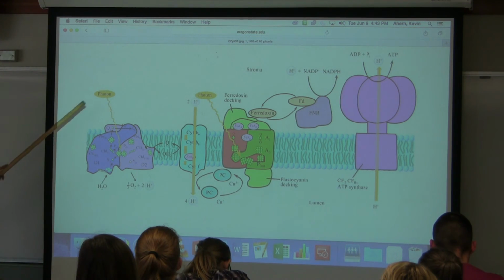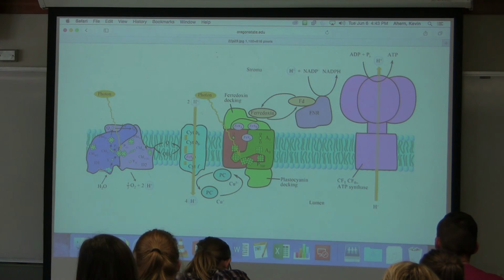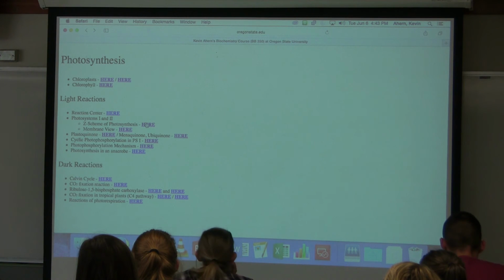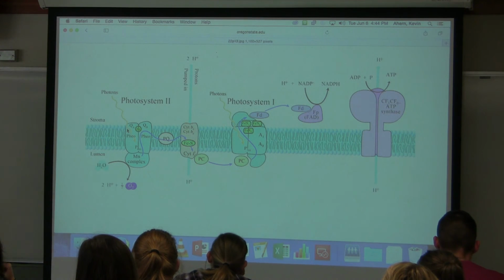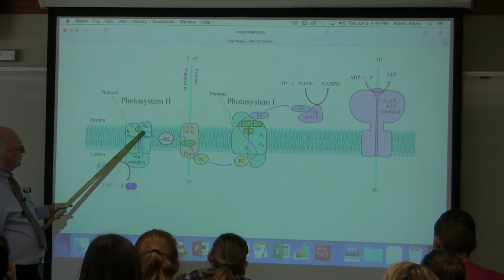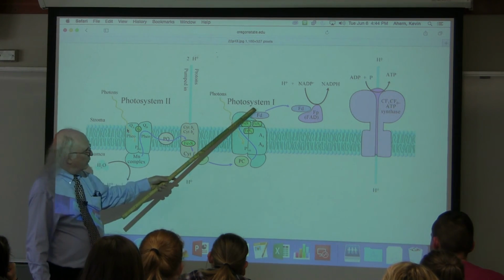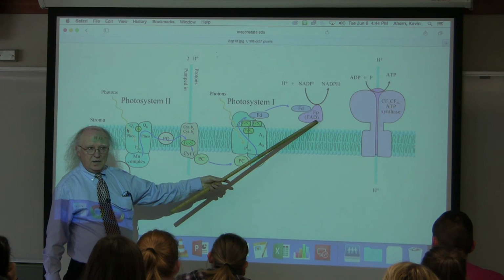Okay. So normally, let's go to the Z scheme. I'll show you the Z scheme better. In the Z scheme, we start at photosystem 2. We go through this proton pumping complex. We go to photosystem 1, and we go to ferredoxin.